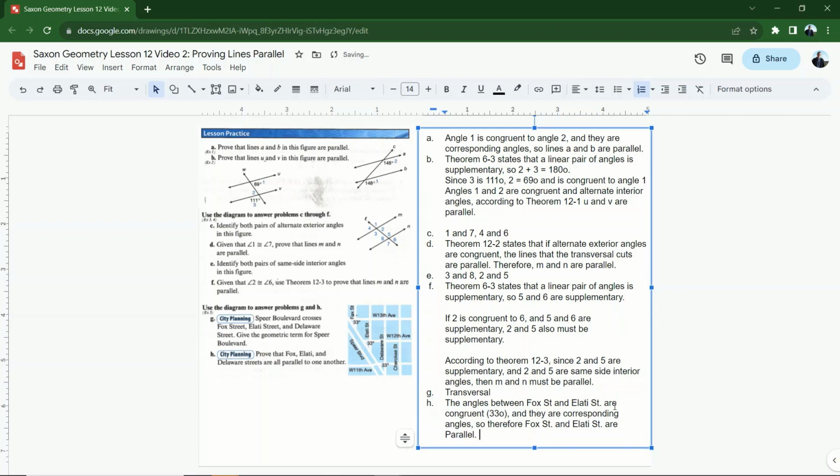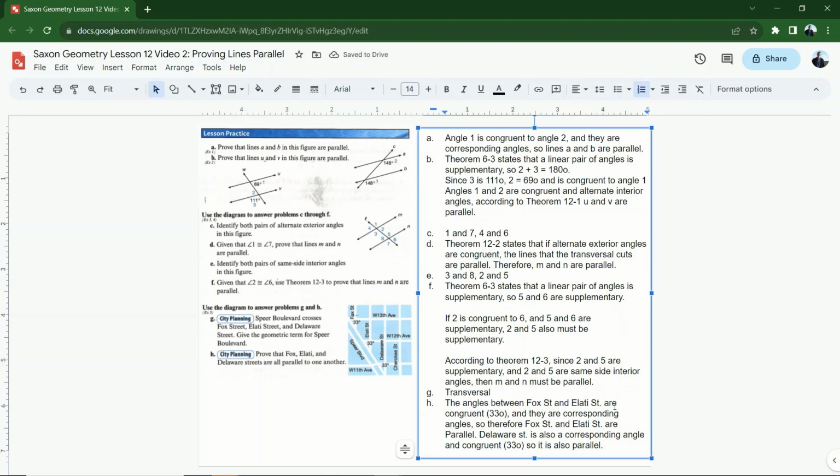And then the same applies for Delaware Street. Delaware Street is also a corresponding angle and congruent, 33 degrees. So it is also parallel. All right, so that's how you do it.